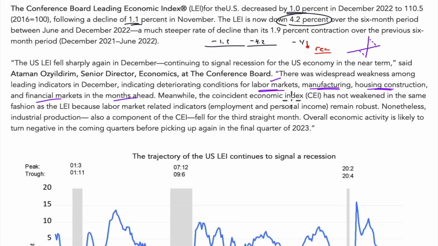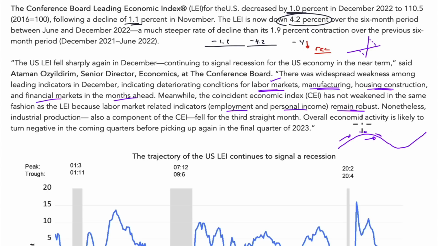Meanwhile, the coincident economic index has not weakened in the same fashion as the LEI because labor market-related indicators, employment and personal income, remain robust. So when we're looking at, and here's the business cycle, here's expansion, here's slowdown, here's contraction. Your leading indicators look ahead. It is looking to contraction.